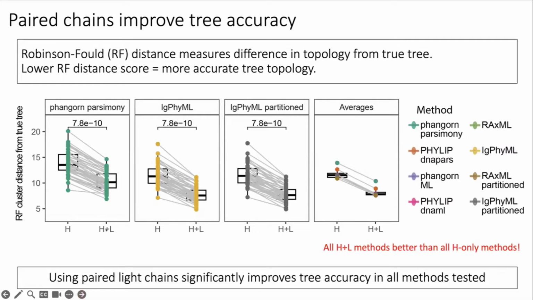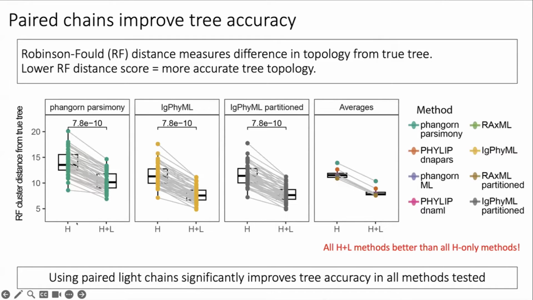Now, one of the metrics that we used to quantify the difference in tree building accuracy is called the Robinson-Foulds distance. And this measures the difference in tree topology from the true tree. So the Robinson-Foulds distance is basically the edit distance between two trees, in this case, from the true tree to the tree that we build. And it's the number of rearrangements you have to make in the tree in order to transform it into the other one. So a lower Robinson-Foulds distance indicates a more accurate tree topology. Importantly, this metric doesn't include branch lengths, but it's still a useful way of summarizing tree accuracy.